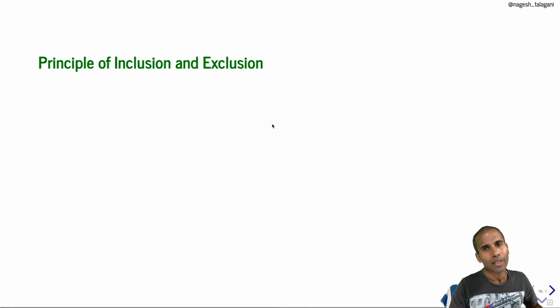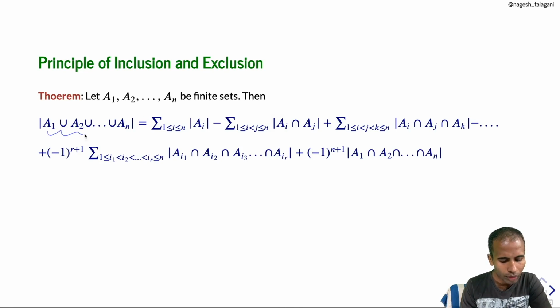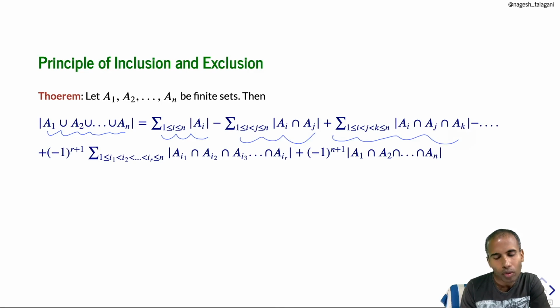Okay, generalization for n sets. Theorem: let A1, A2, and so on up to An be finite sets. Then the number of elements in A1 union A2 union and so on An is equal to this. On the right-hand side, we include the count of all the Ai's, then we exclude the count of all double intersections, then again we include the count of all triple intersections, then again we exclude, and so on. Including and excluding in a controlled way.